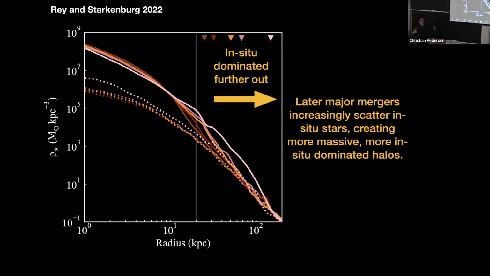And so the idea is that the later your major merger, the more material you can scatter and shuffle from the inside of the galaxy onto wide orbits that end up in the halo. And so you make the stellar halo more massive, but also more in situ dominated. That's really the type of more causal idea that you can get out of this approach.